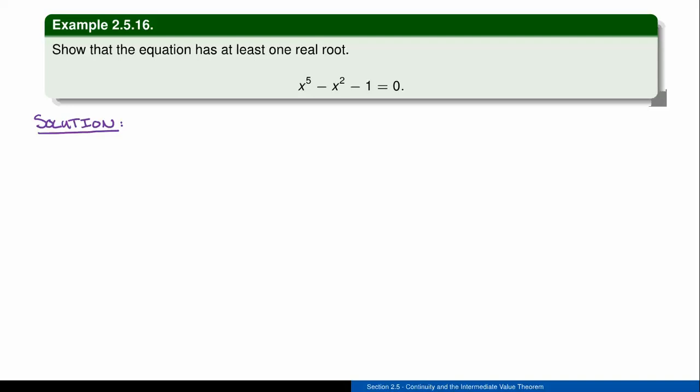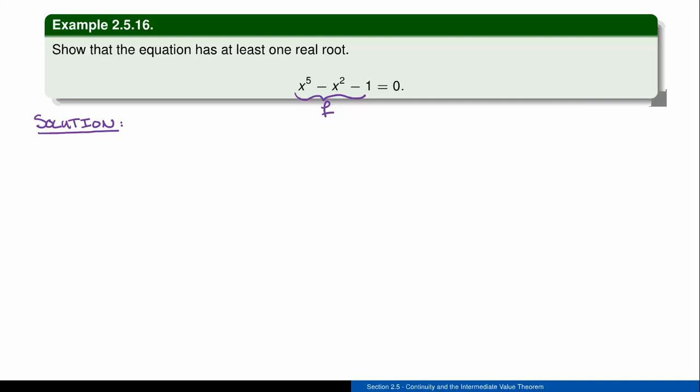Okay, so how do we dive into this? In this example, I'm looking at the polynomial equation x to the fifth minus x squared minus 1 equals 0, and it is set up really nicely to use this corollary of the intermediate value theorem. What I want to do is identify the left-hand side of that equation with some function f. And I'm going to try to write up this solution in a slightly more formal way, giving a little proof.